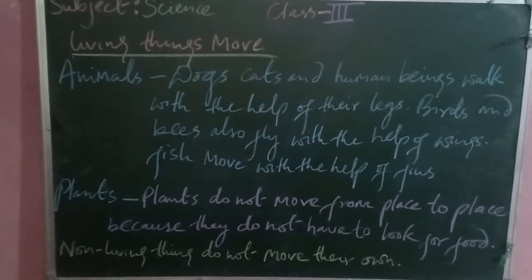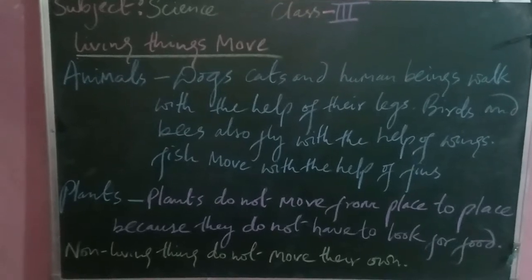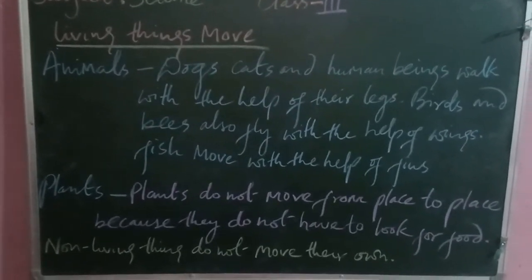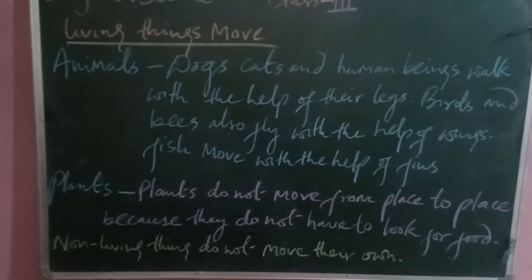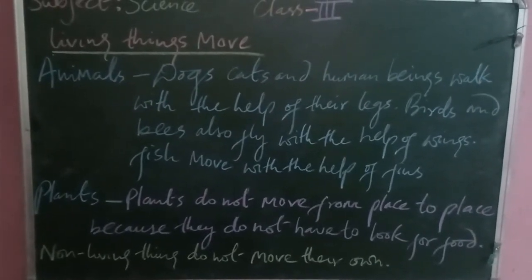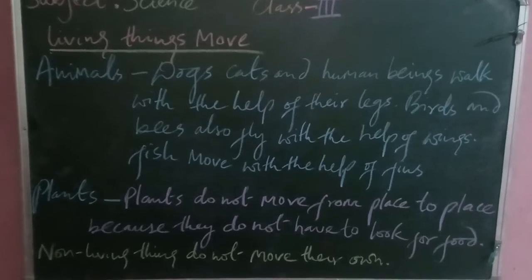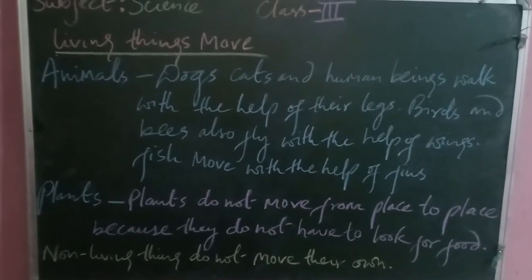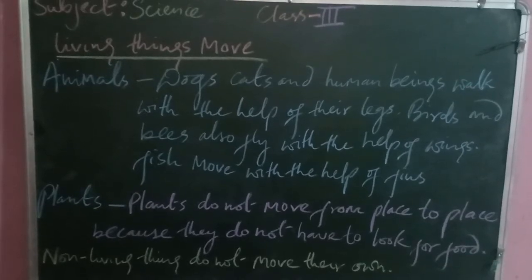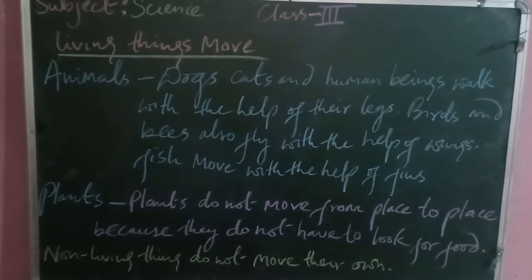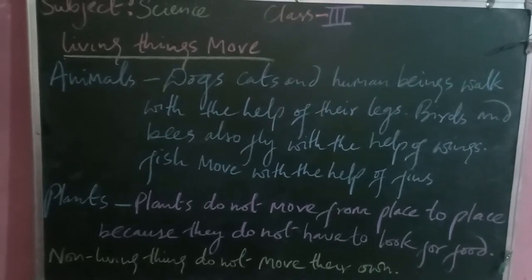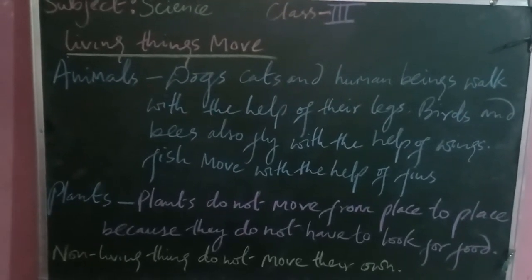And then we have plants, which are also living things. Plants do not move from one place to another because they do not have to look for food. Green plants make their own food. Some plants show movement in special ways. For example, the leaves of the mimosa, the touch-me-not plant, move when touched. Thus plants show movement.